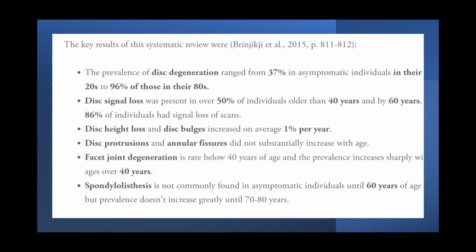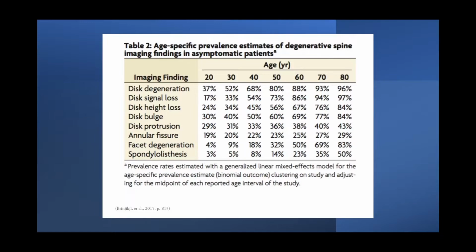And what do we see in these asymptomatic populations? This is probably an easier way to look at the data summary. Across the age range, 20 up to 80, we see these changes: disc degeneration, loss of disc signal, all those things that I just highlighted in that MRI. Loss of disc height, a bit of bulging, and there's your annular fissure, facet joint degeneration. So clearly, as we get older, these degenerative changes become more prominent.